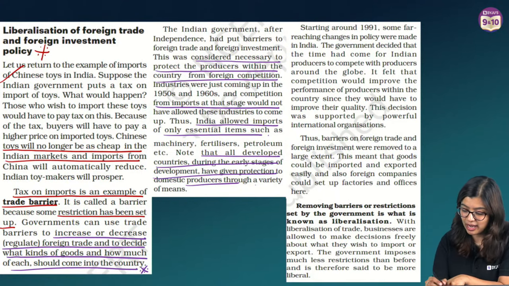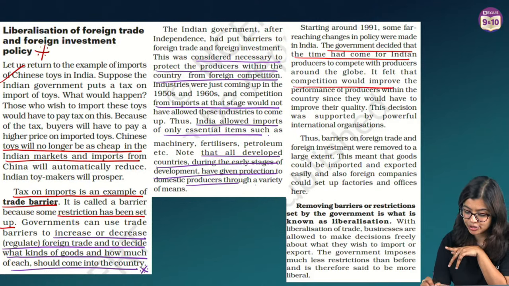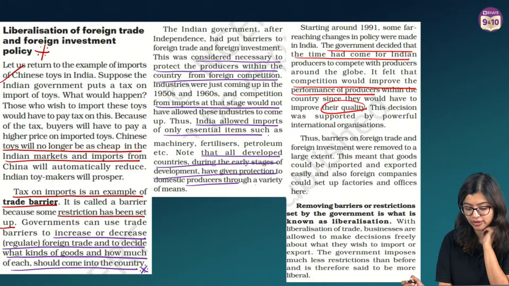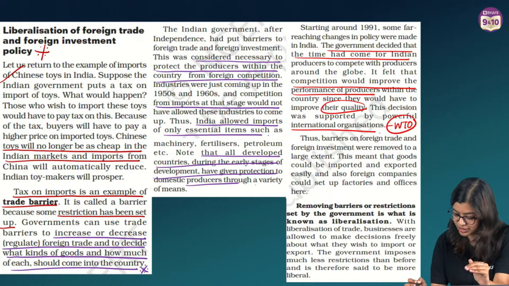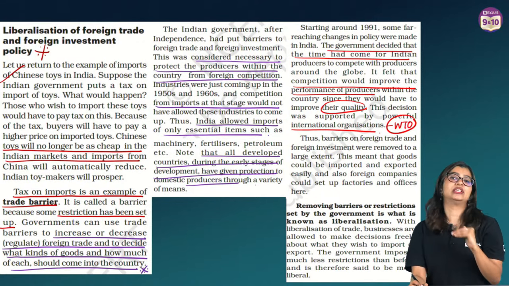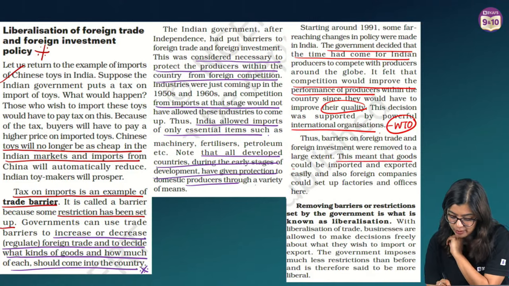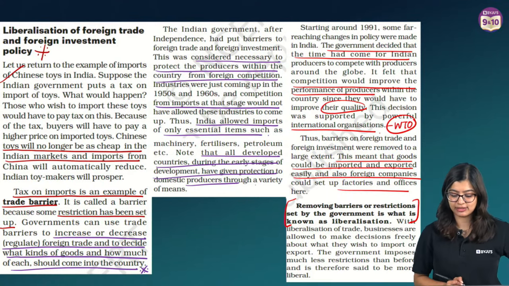Starting around 1991, we saw that the government decided that it was time to change, and they felt like more competition would improve the performance of the producers, which is why they decided that this will also help in improving their quality. So we saw that this decision of our country was supported by various international organizations like the WTO. Thereby, they removed the barriers by a large extent, right? And this meant that goods could be imported and exported easily and factories could be set up. Now, again, this point will come as justified.